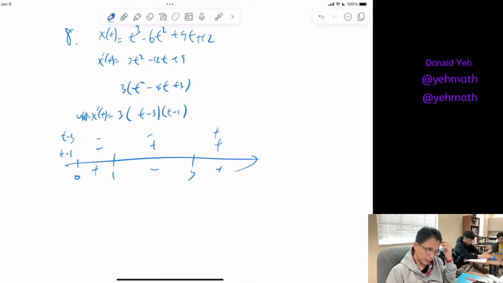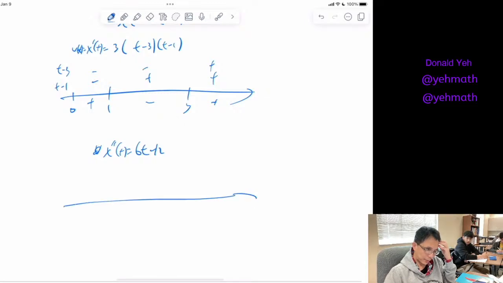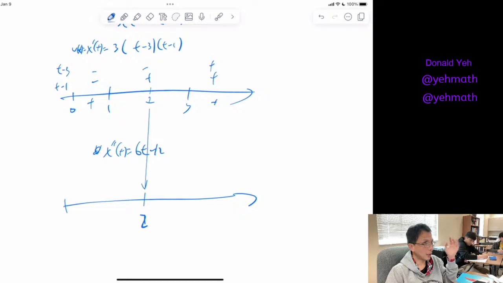The second derivative, so I'm going to take a second derivative. X double prime of t is equal to 6t minus 12. So that is going to be 1. No, it's going to be 2. Now, you realize I aligned the numbers the same way. Just 2 is right here. I just aligned it right here. So that makes it easier to see things, right?